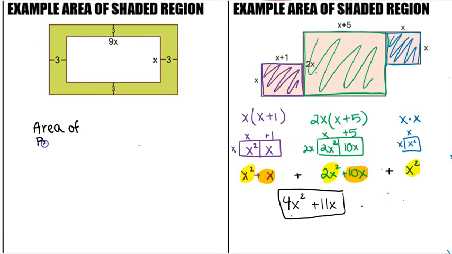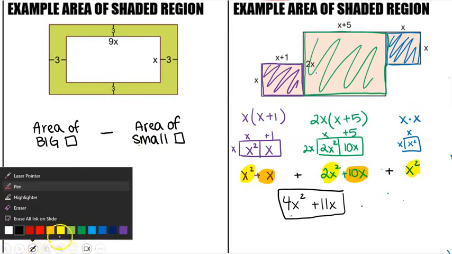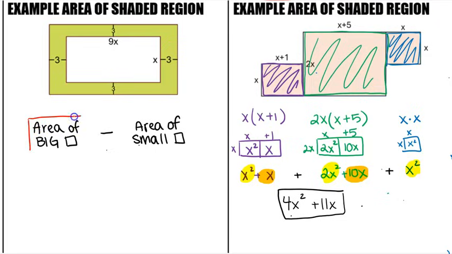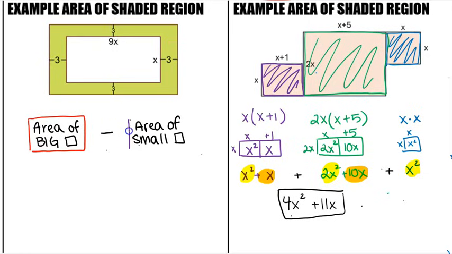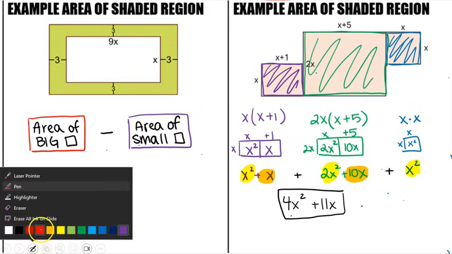All right, so the process of doing these, and you'll notice a lot of repetition here, is the area of the big rectangle. And then you'll need to find the area of the small rectangle. And then you will have to subtract them. So we're going to do 3 steps to this problem. We're going to find the area of the big one, the area of the small one, and then we will end up subtracting those 2 answers.